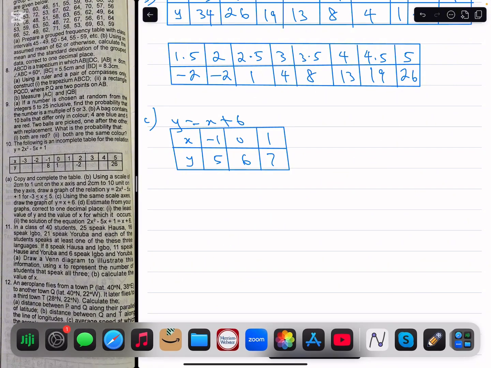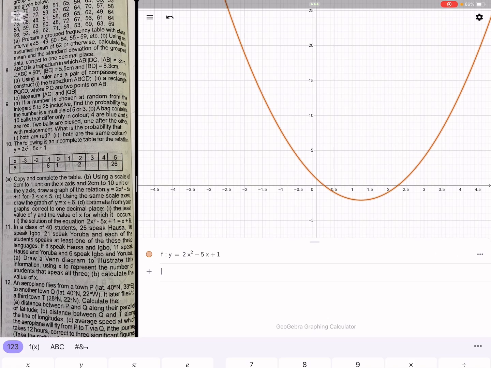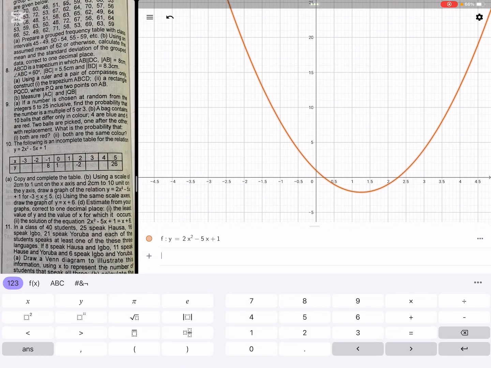So that's what I'm going to do on the graph. I'm drawing the graph of y equals x plus 6. That's the graph of y equals x plus 6. So let's see what's the next question.